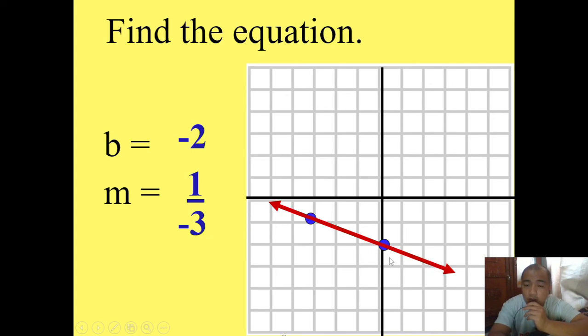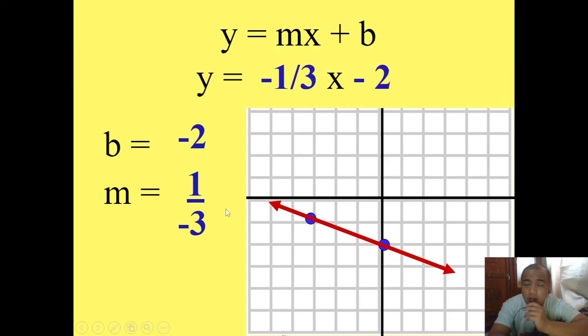Negative slope because it's going to the left direction. Rise is 1, 3 is run. So negative 1/3 is the slope. So this is now the equation. Substitute in the slope-intercept form of the equation of a line. Y equals negative 1/3 x minus 2. Okay.